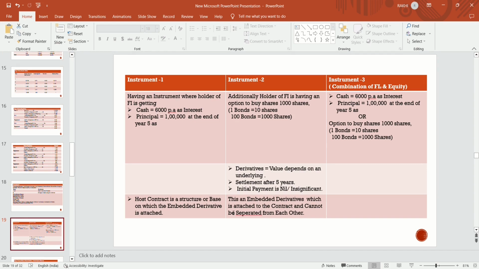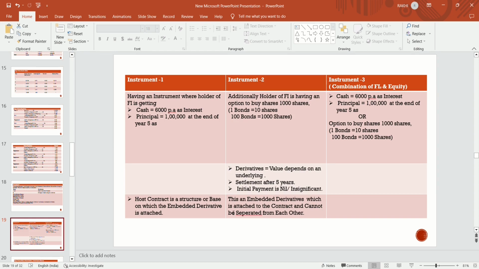It is an option, not mandatory. It is an option attached to the contract and not separated from it. The main contract is there, and with that this option is attached. So it is an embedded derivative attached to the contract, which is not separated. The main contract is treated as a host contract, which is the structure or base on which the embedded derivative, or the option contract, is attached.